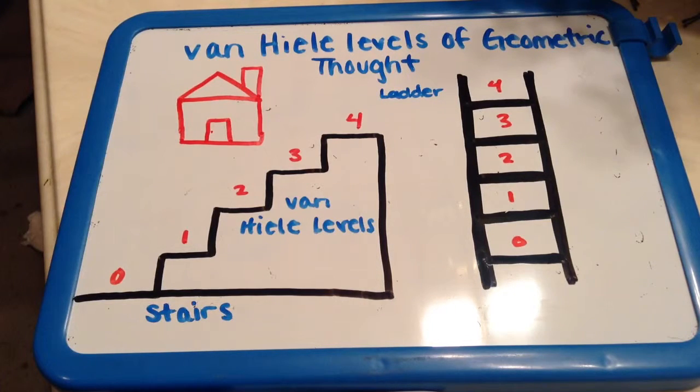Level 1 children can tell attributes of shapes. Attributes are characteristics of these shapes. For example, a level 1 student might say a rectangle, a square, and a rhombus all have 4 sides.